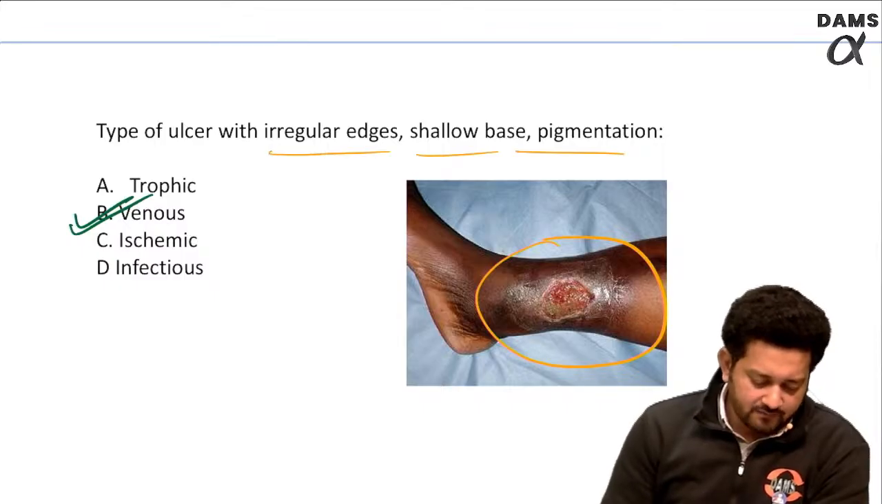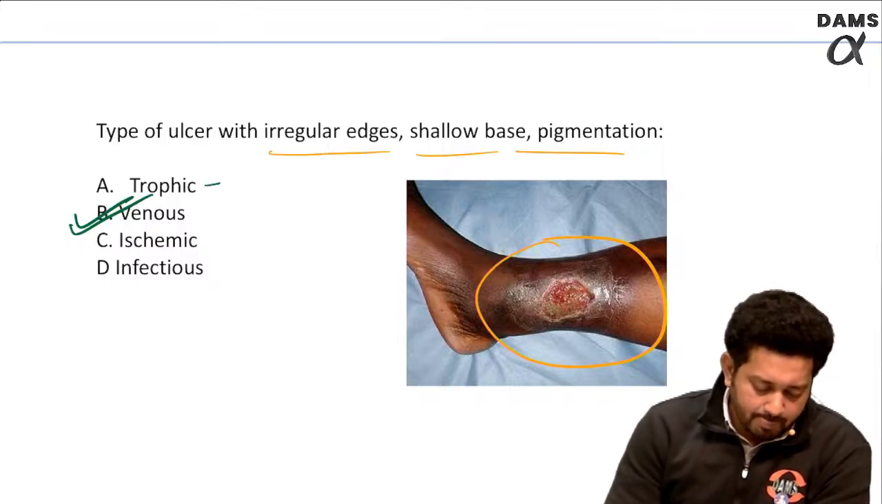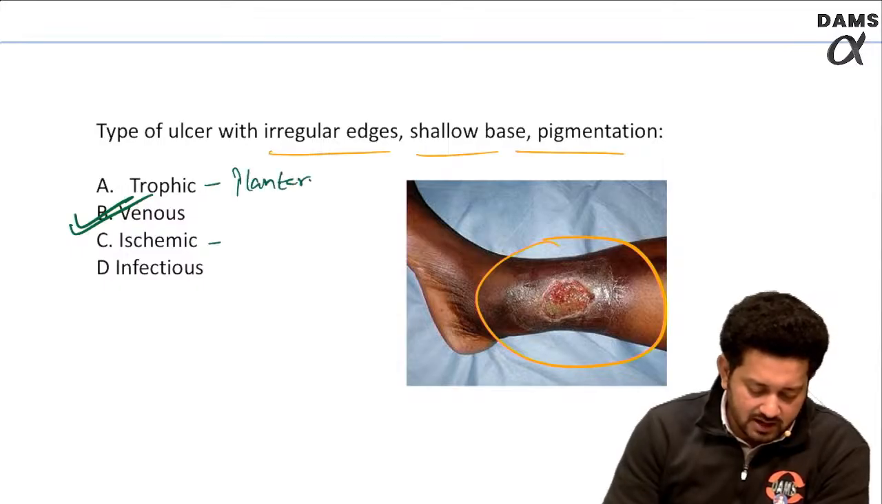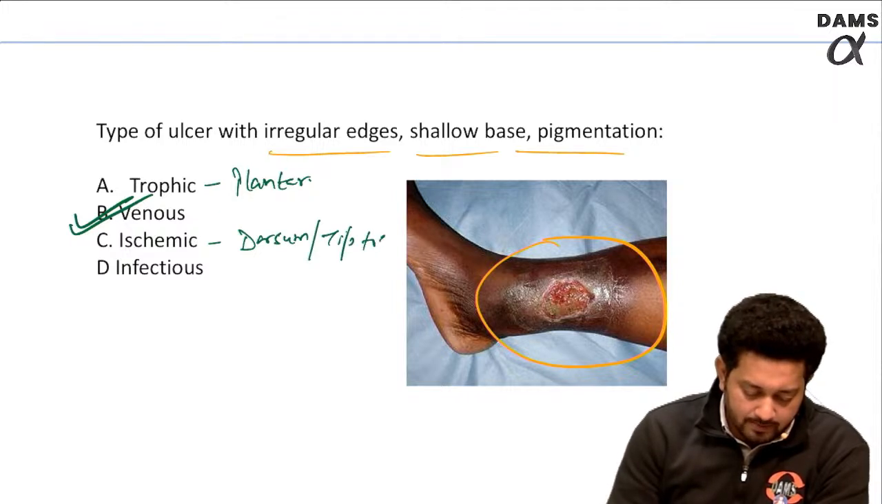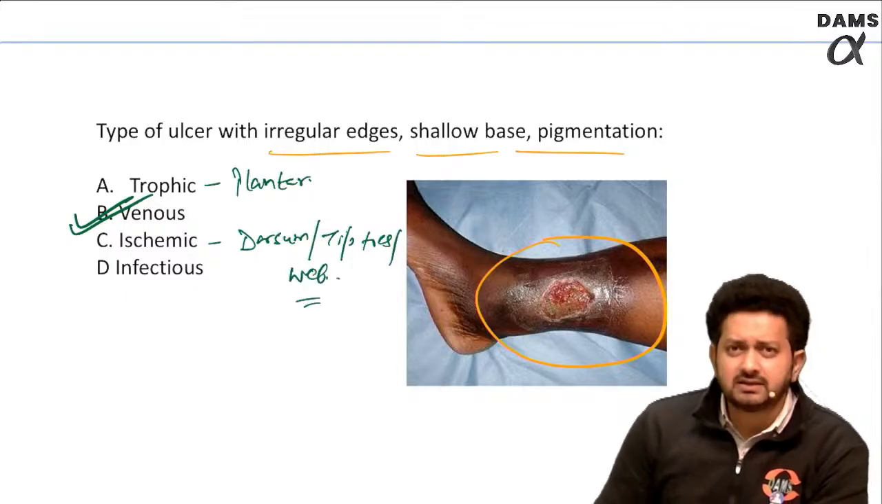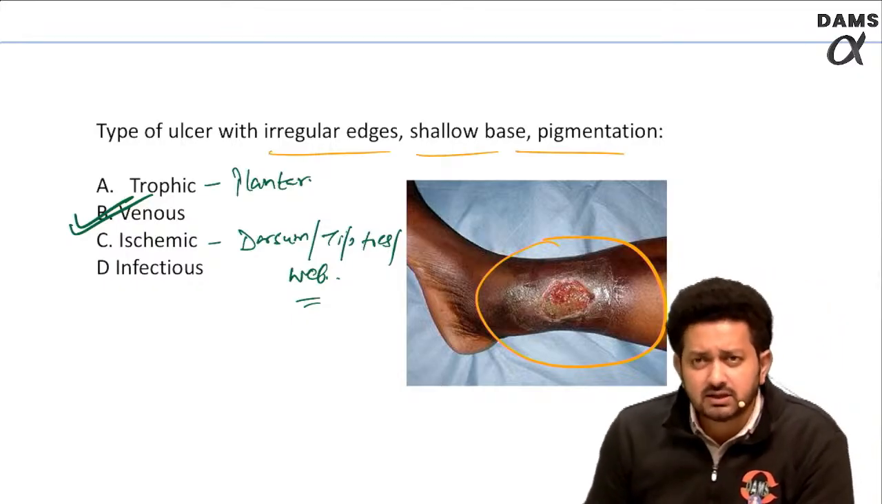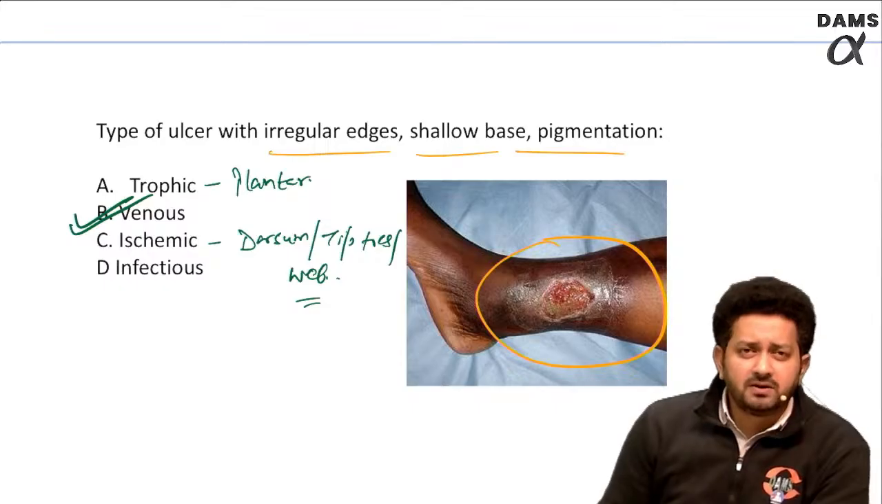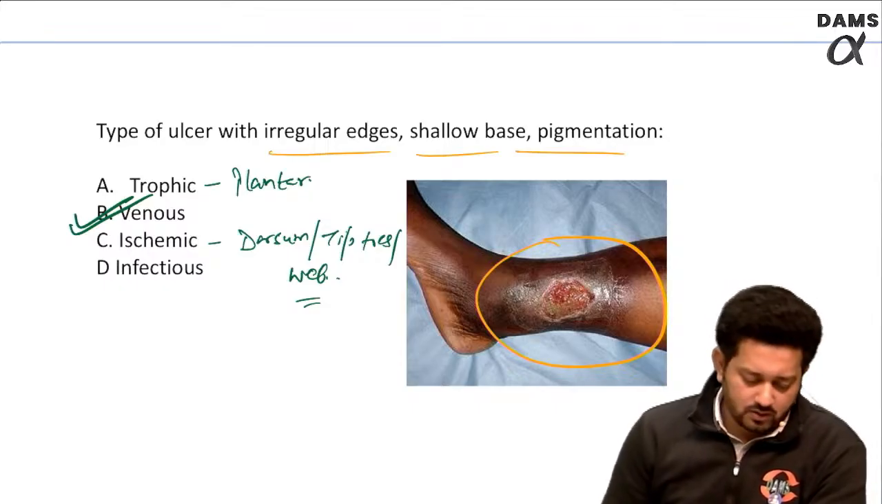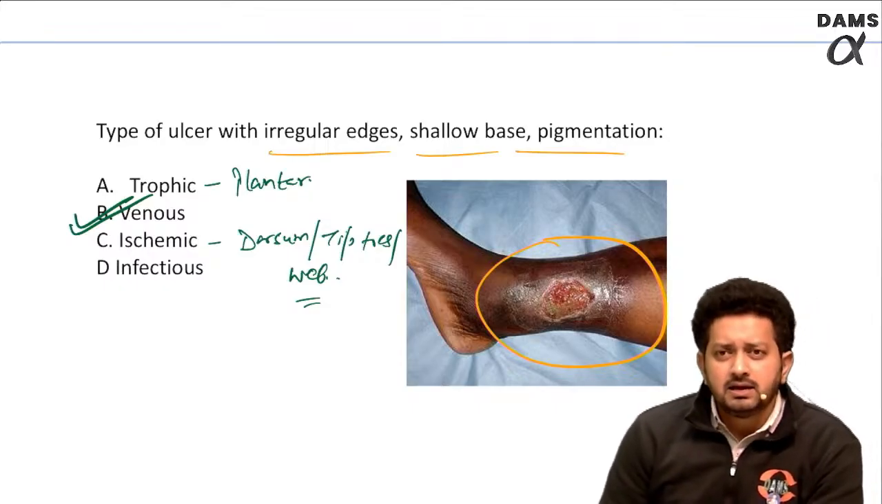Trophic ulcer you will see on the plantar side. Plantar aspect, ischemic ulcer, arterial ulcer on the dorsum of the foot or in the tip of the toes or in the web spaces. Infectious ulcer, as such there is no ulcer known as infectious ulcer. Any ulcer, if it develops infection, can be infectious. Looking at the site, this is a very typical venous ulcer.